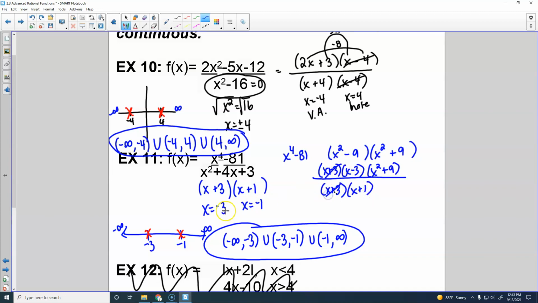So this one right here would be a hole. This one would be a vertical asymptote, which it didn't ask for specifically, but in case this showed up on one where it did, that's what you would do.